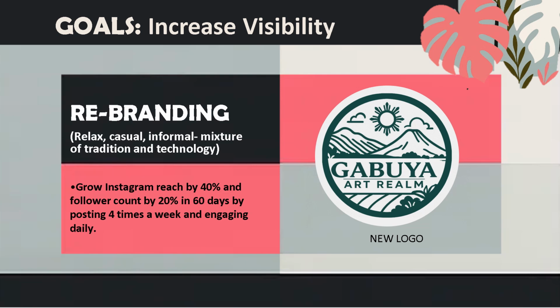I started with rebranding, right? I want it to be casual, informative, informal, a mix of tradition and technology. My goal is to use this new rebranding to grow my Instagram by 40%, counting by 20% in 60 days, and by posting four times a week. And hopefully that will definitely increase my audience.